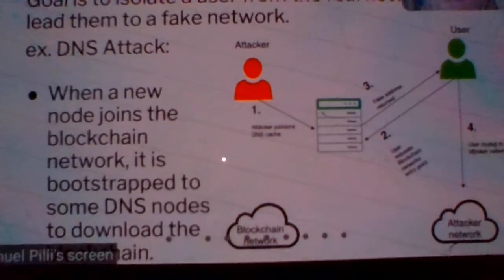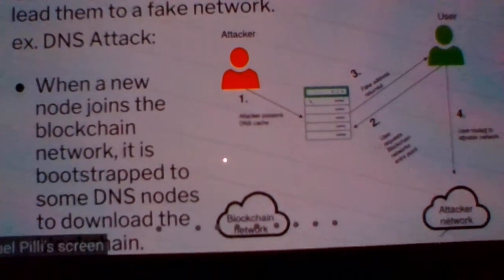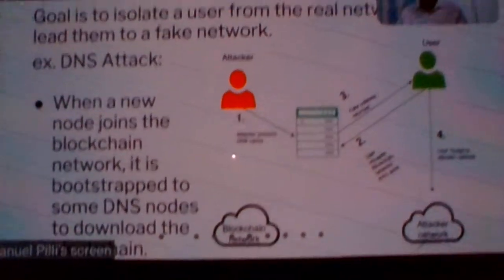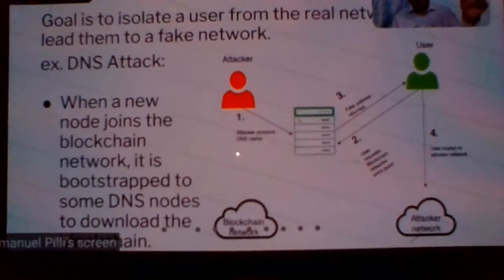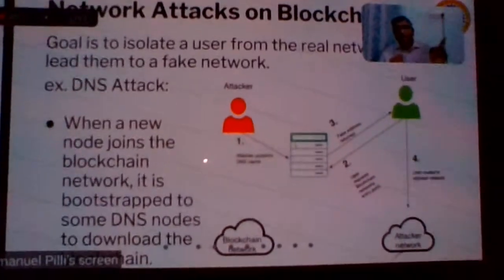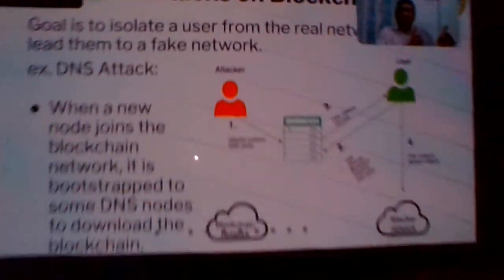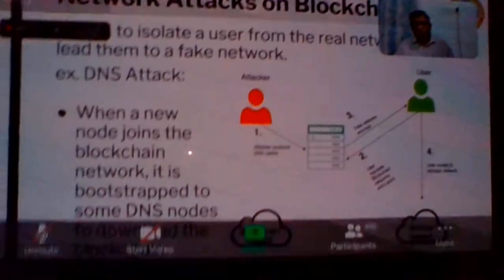attack the DNS, the domain name system server, right? If it is compromised, I say I want to go to the blockchain, and the DNS replies, go to this blockchain. This is the blockchain. But I want to actually go to the actual blockchain. I am sent to a fake blockchain, and I start making transactions there, right? So that is what actually happens.